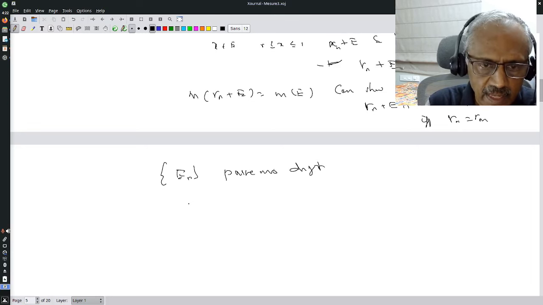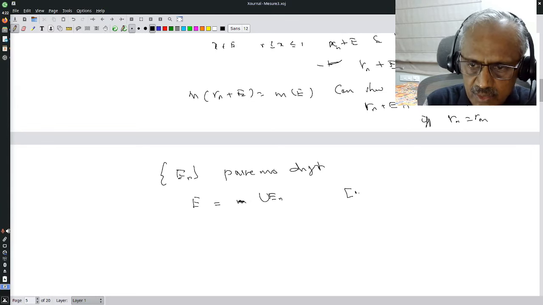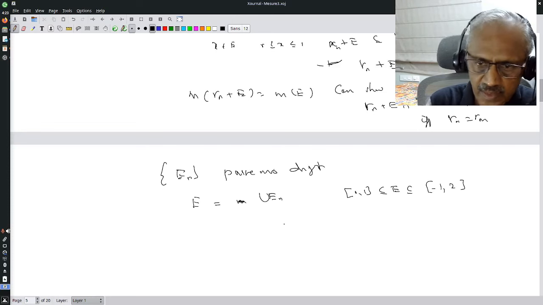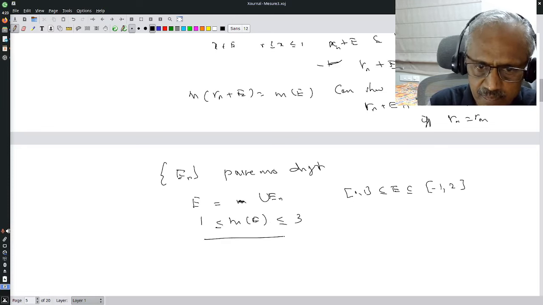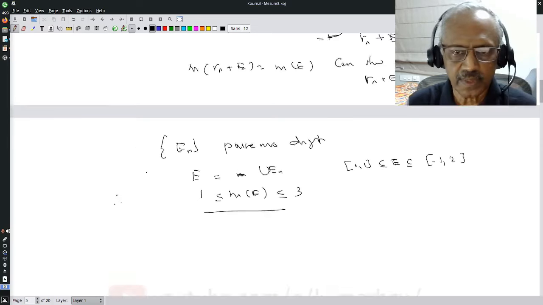Right, and let E equal the union of E_n. Then, as you observed, [0,1] is contained in E, and that itself is contained in [-1,2]. Therefore, the measure of E, by monotonicity, should be less than or equal to 3 and greater than or equal to 1. Therefore, this must follow, right?